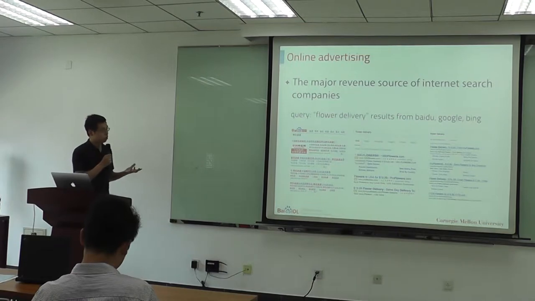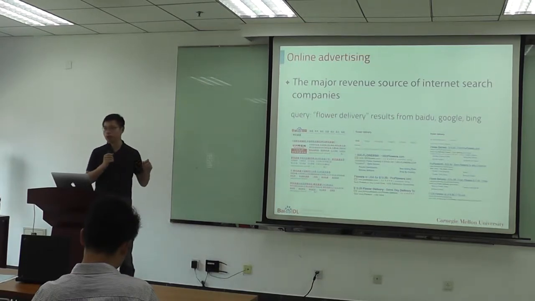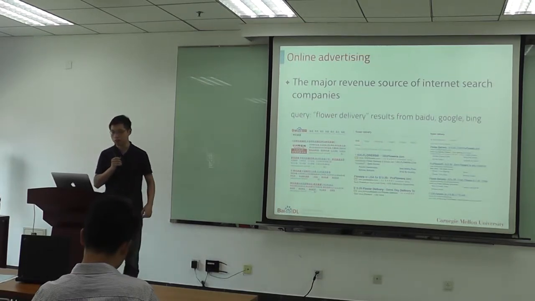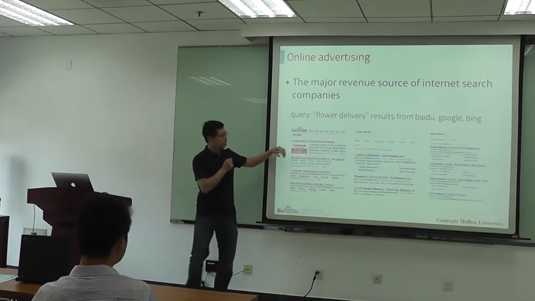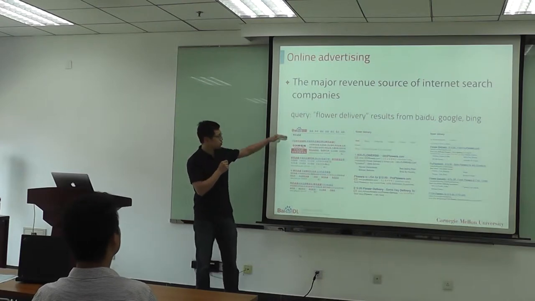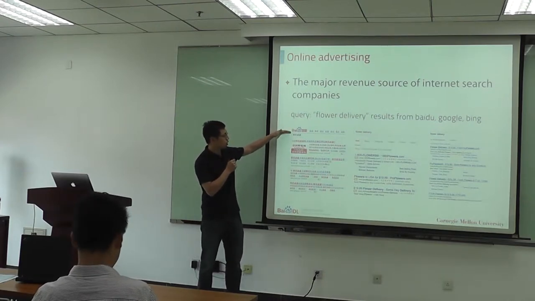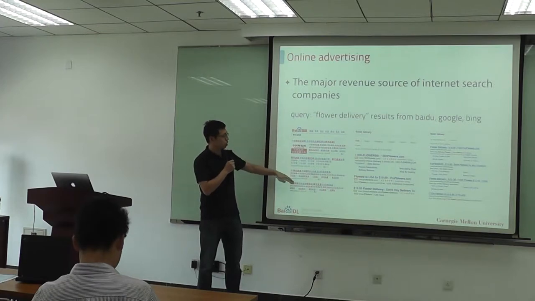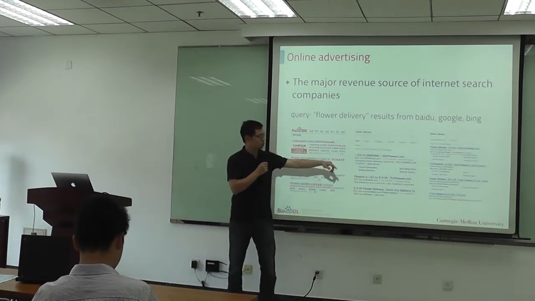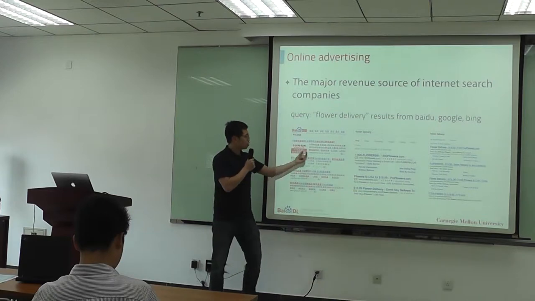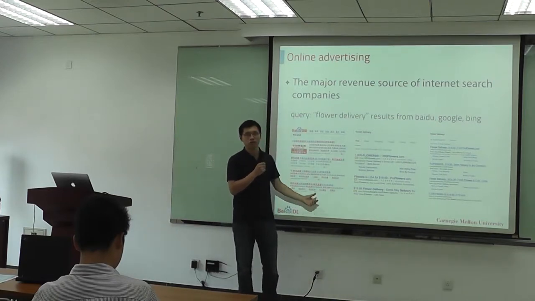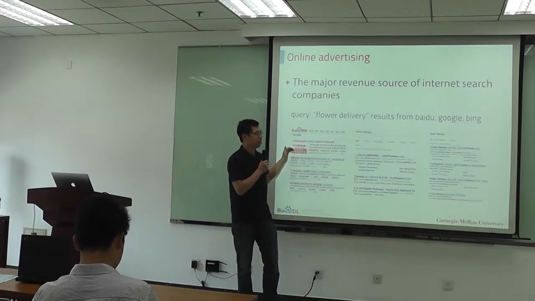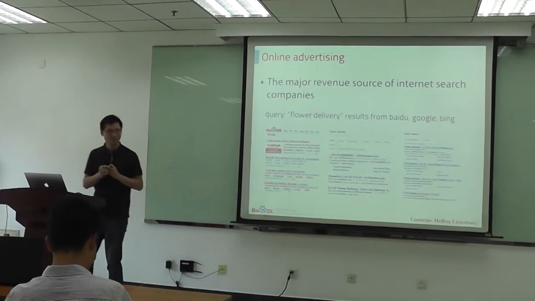Here I introduce the most important application for internet companies: online advertising. That is, if you search some queries, I will give you some ads. So here's Baidu, you search flower delivery. The top results are advertising. This is from Google, this is from Bing. Here's a small thing that distinguishes an ad from a natural search result. It's almost as big as a natural result, so we want the user to click. This is a bit tricky.